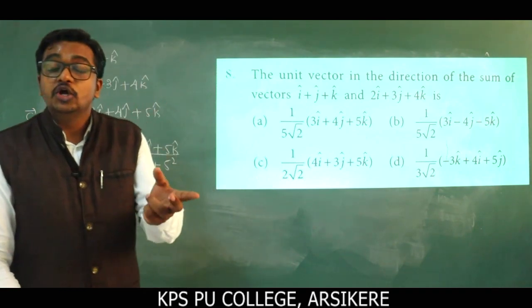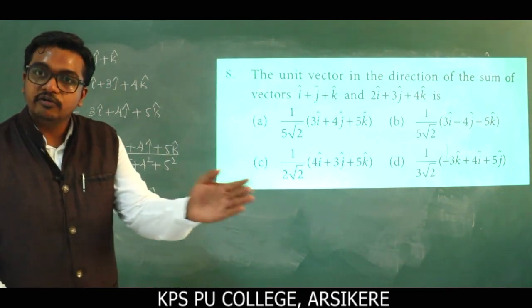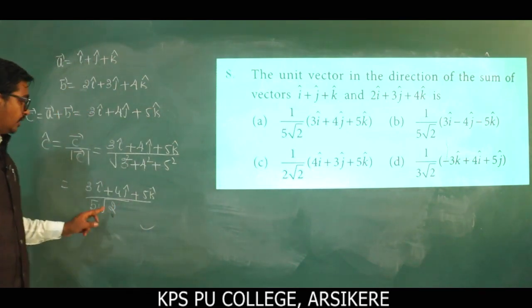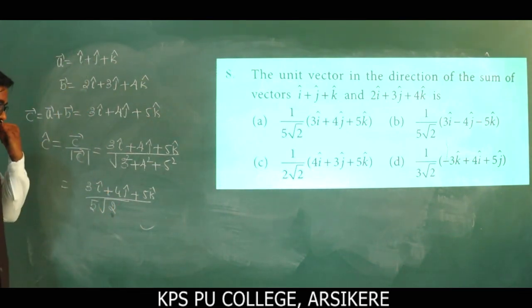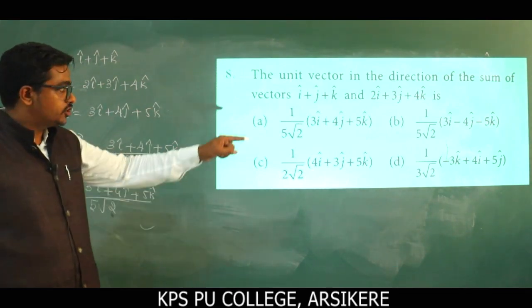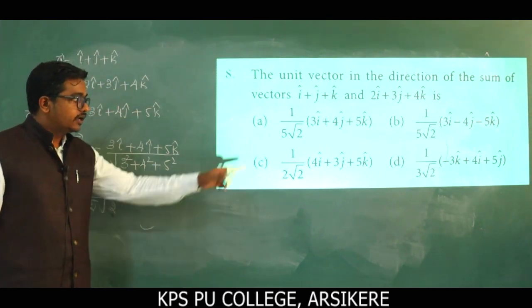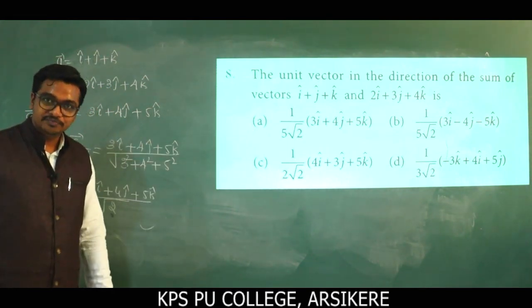50 can be written as 25 into 2. Take 25 out of the square root, that becomes 5. Remaining is root 2. This is our answer. 3 into i cap plus 4 into j cap plus 5 into k cap divided by 5 root 2. Option A is the right answer. 3i plus 4j plus 5k divided by 5 root 2.